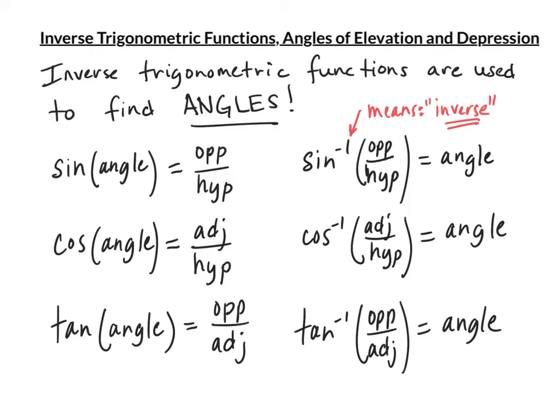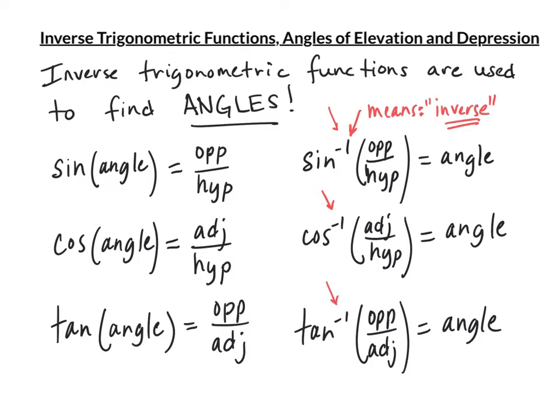Today we're going to learn about inverse trigonometric functions, angles of elevation and depression. The most important thing you've got to remember is an inverse function is used to find an angle. The little -1 you see right here means inverse sine, inverse cosine, inverse tangent.